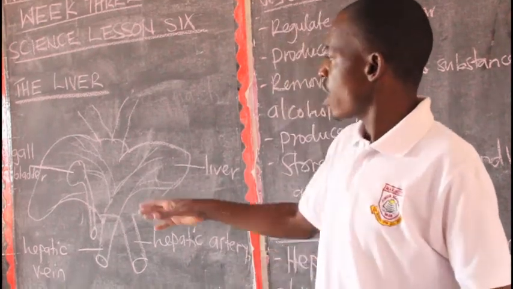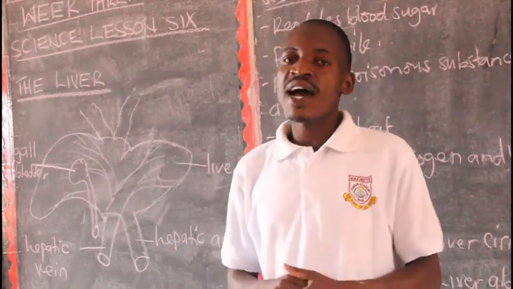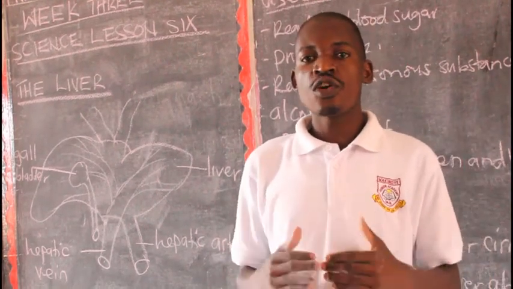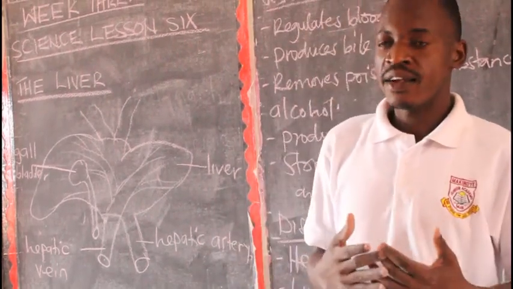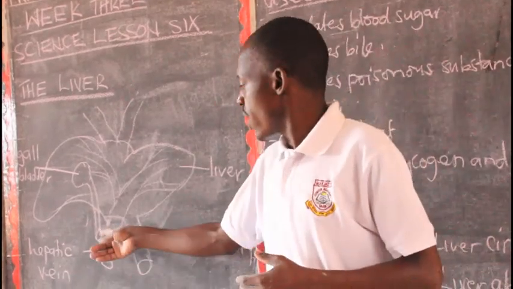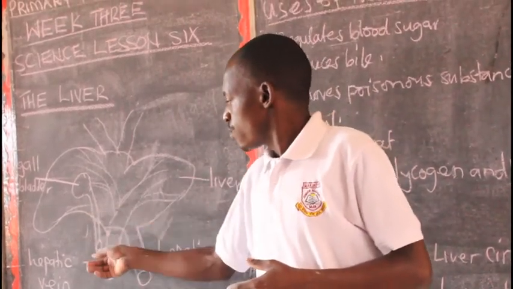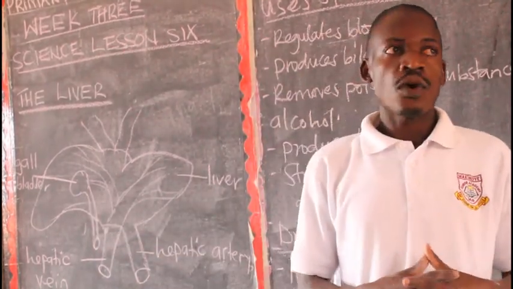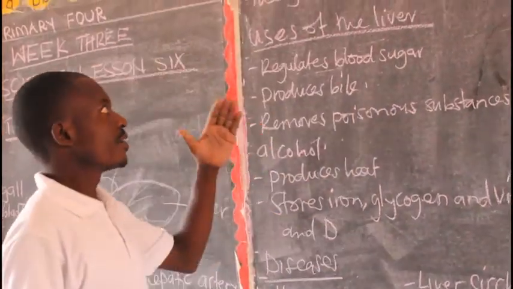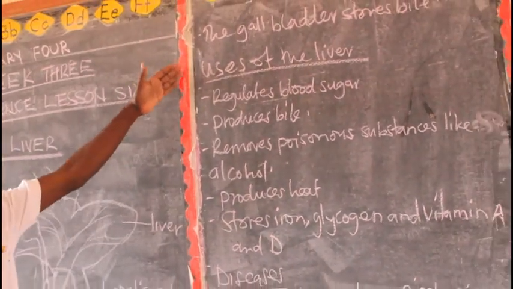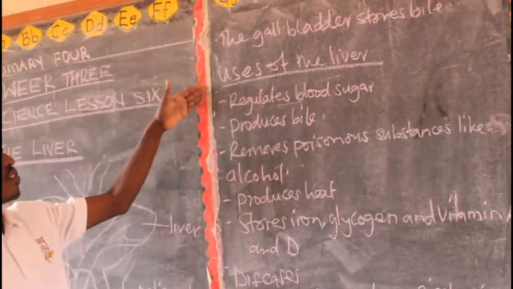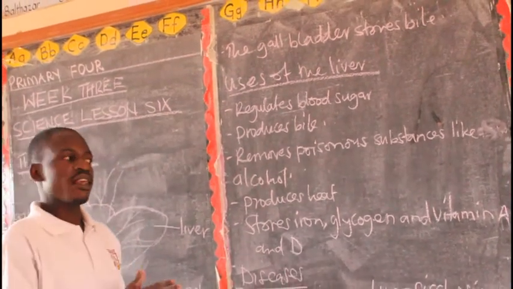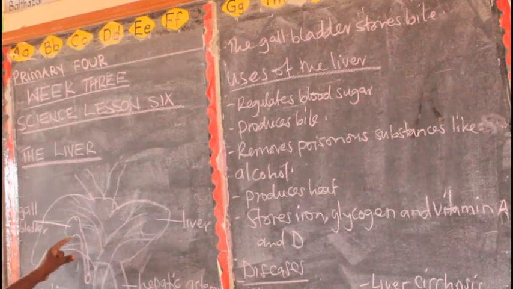Then the liver has a part called the gallbladder. The purpose of the gallbladder is to store the bile. Then we have the bile duct. This one transports bile from the liver to the gallbladder. So let's look at the uses of the liver. Before we look at the uses of the liver, we have the gallbladder here, which stores bile. And this is our gallbladder on the diagram.